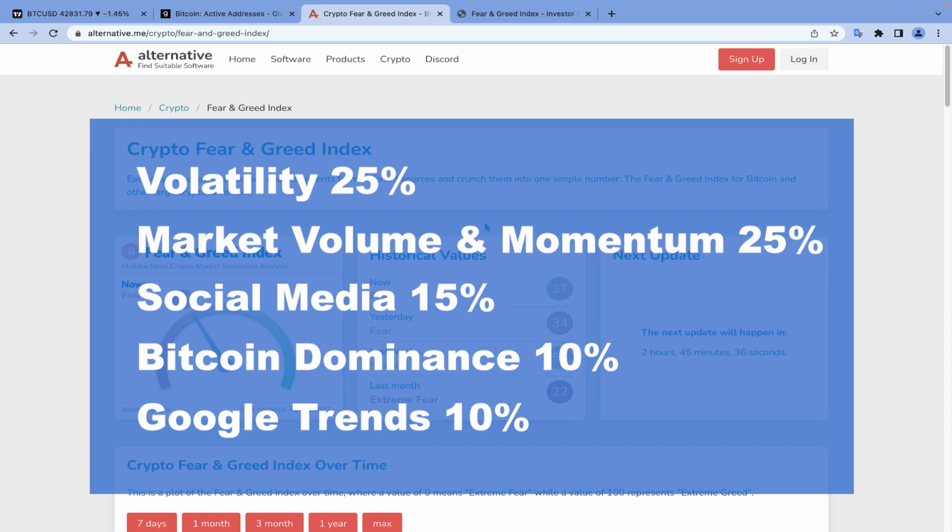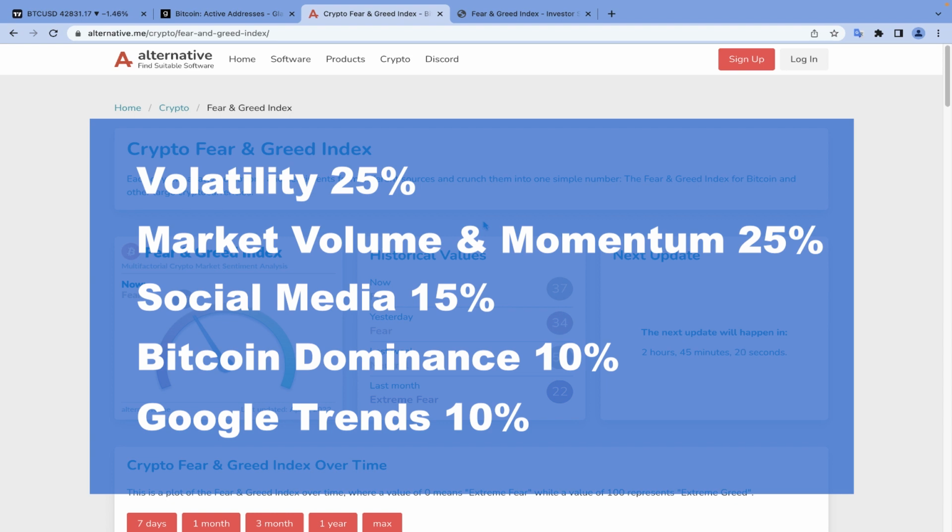Social media accounts for 15% of the index. This data source at the moment is Twitter. Actually, relevant crypto hashtags and engagement rates are collected from Twitter. Generally, if Twitter is quieter than usual and produces low engagement rates, this can show that the market is in a fear status.